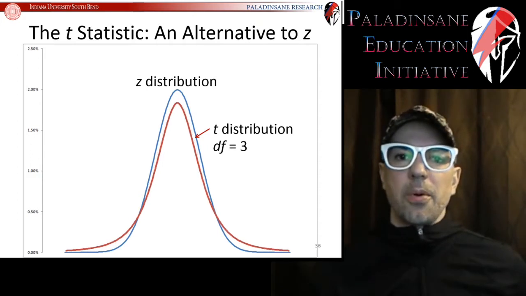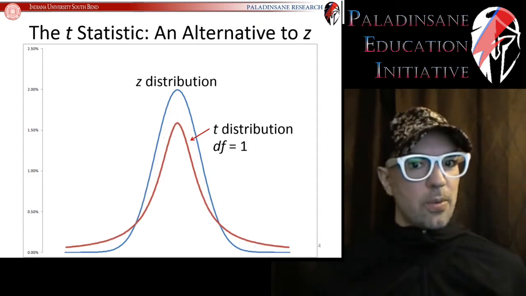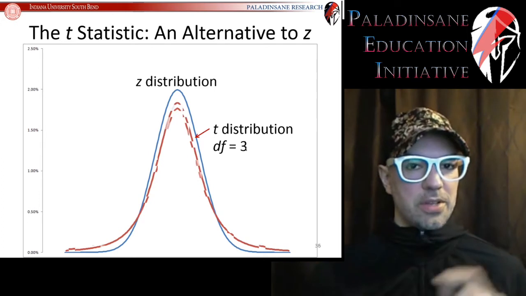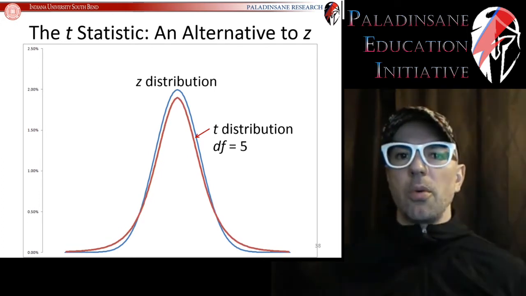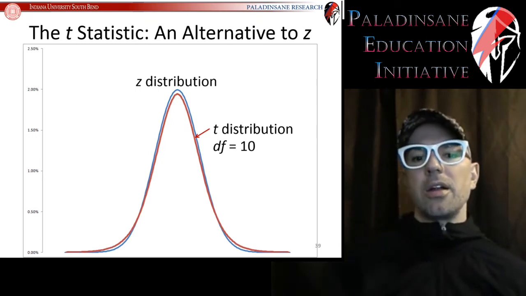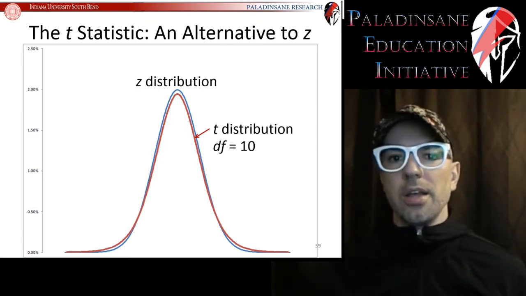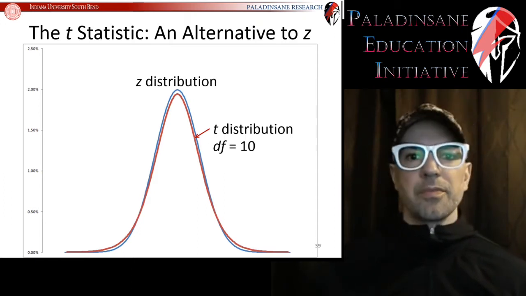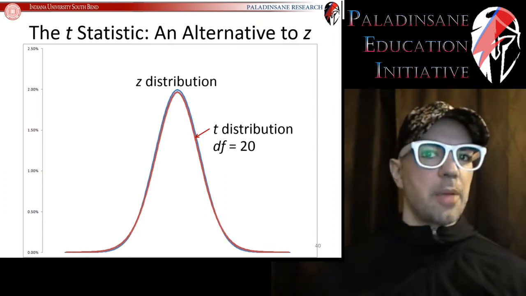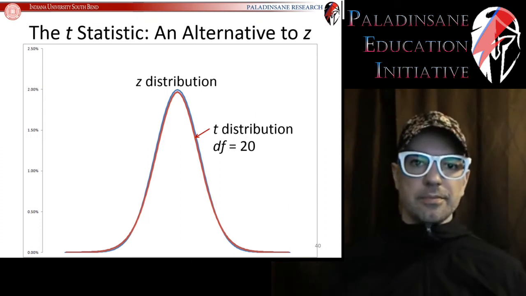So it's very important, number 1, to flip to the right appendix. Make sure you're flipping to the t-distribution appendix. And number 2, make sure that you know what your degrees of freedom are. They're the size of your sample minus 1. So 10 degrees of freedom happens for a sample size of 11. 20 degrees of freedom happens for a sample size of 21.